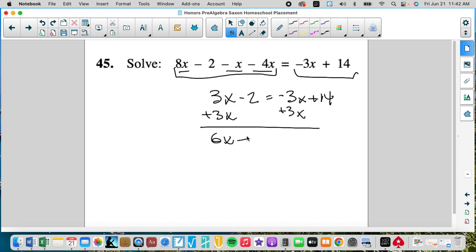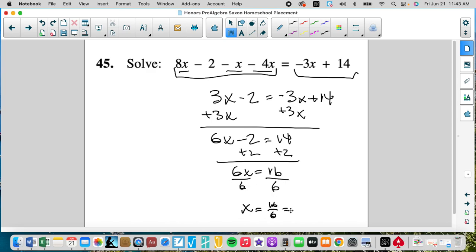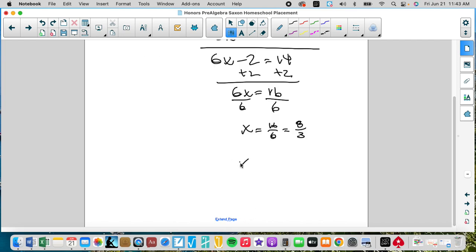That gives me 6x minus 2 equals 14. I'm going to move the constant now. We get 6x equals 16. Divide by 6, divide by 6. X equals 16 over 6. We can't leave it as 16 over 6. We want to reduce it. So that's 8/3, and that would be my answer. I'm not going to convert that to a decimal or a mixed number.